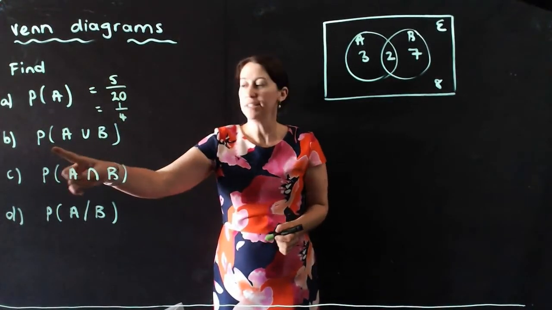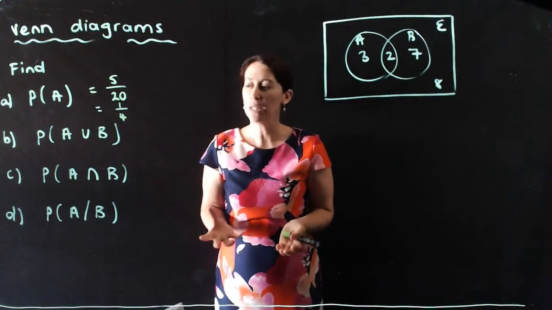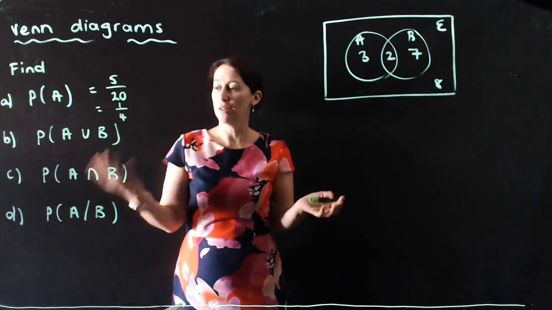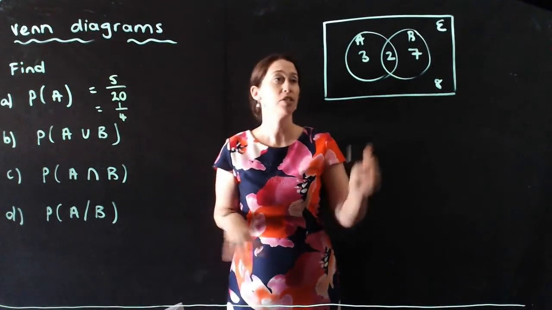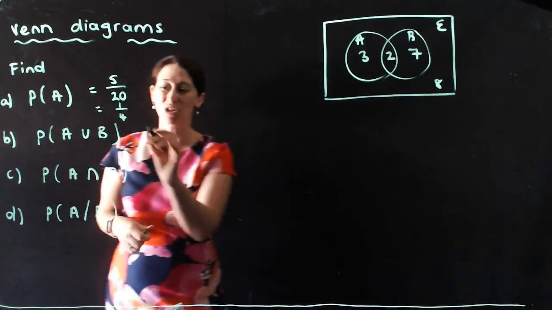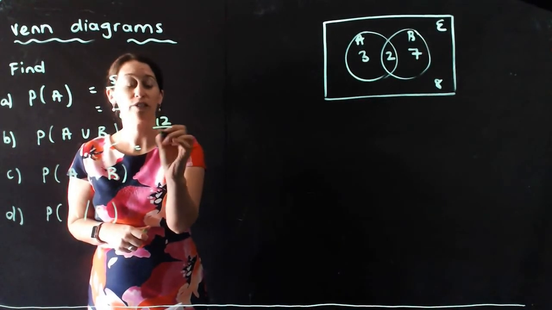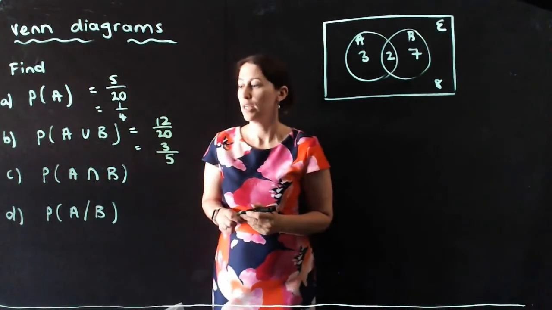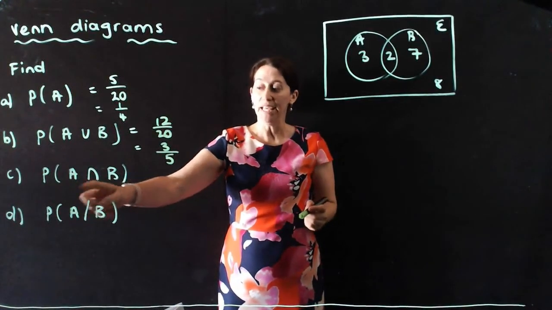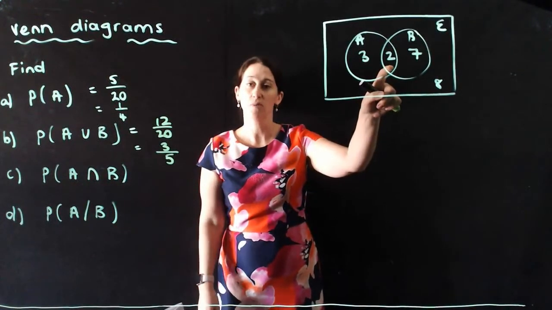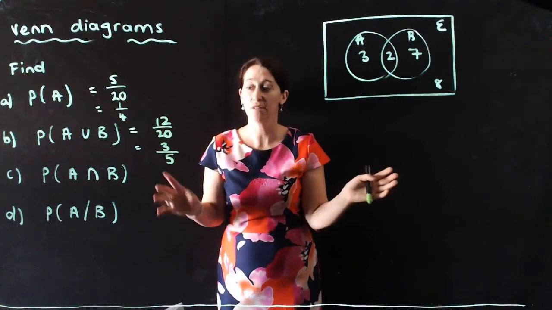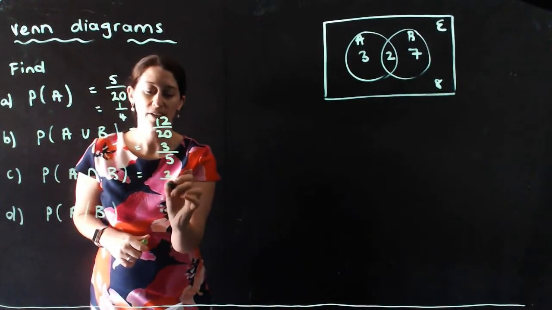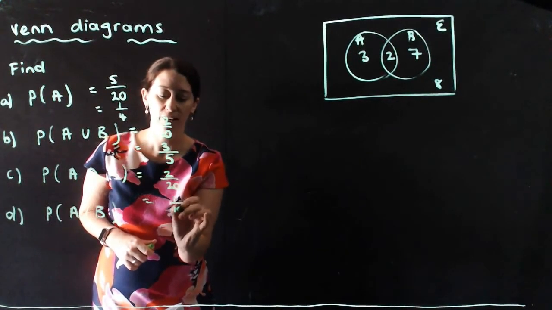Next one says, what's the probability of A union B? That means, what's the probability that a student studies art or biology? So let's look at students that study either art or biology, which we just wrote down a moment ago was 12. There are 12 students. Okay, so we've got 12 over 20, which cancels down to be 3 over 5. Now we want the probability of A intersection B. Well, that means what's the probability that a student picked at random is going to study art and biology? 2 out of 20. 2 out of 20 cancels down to be 1 over 10.